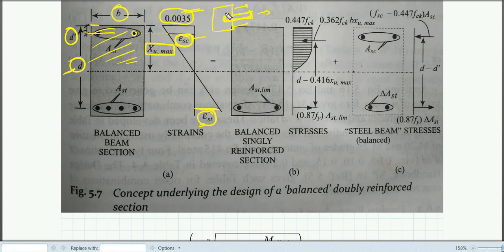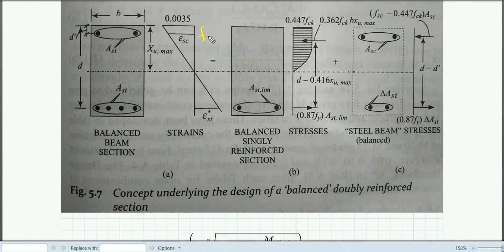So it is very important that the strain in concrete at this level and the strain in steel should be the same. That is why this epsilon SC is very important, and we are going to find it out. We have an equation for it. And considering this strain, we are going to find out what the stress in the steel is.